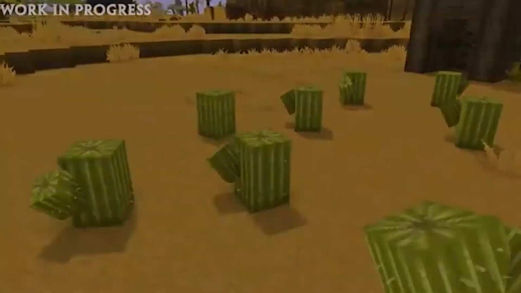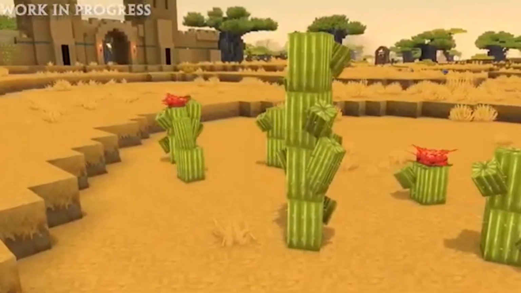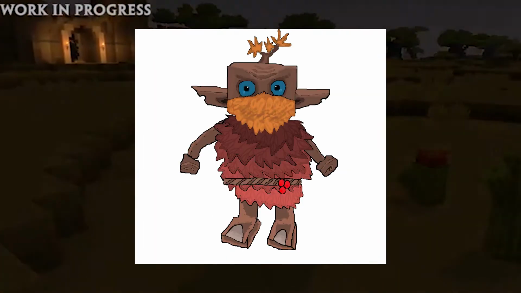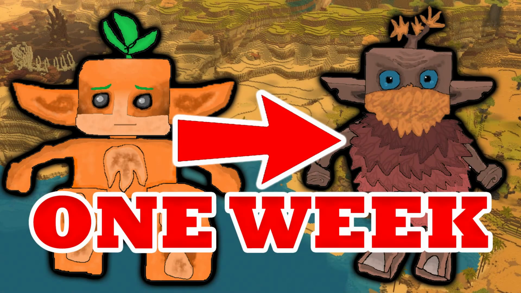And so today we are going to be talking about how I started making Hytale artworks, and how my art went from this to this in just 1 week. Well, less than 1 week, but it looks good for the thumbnail, okay?